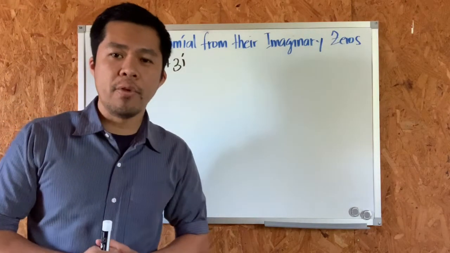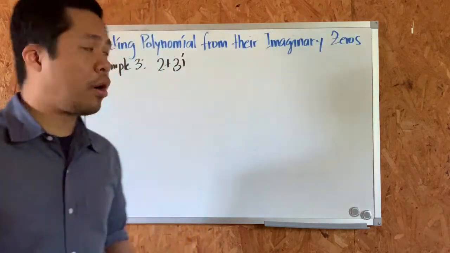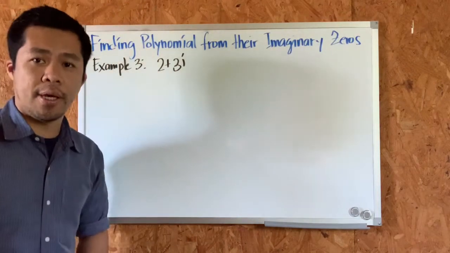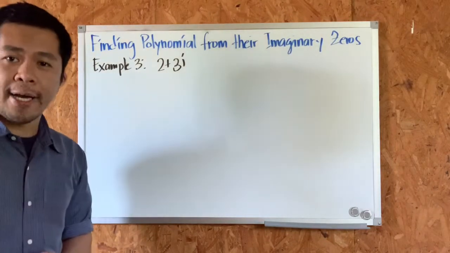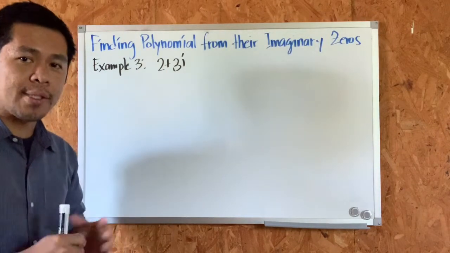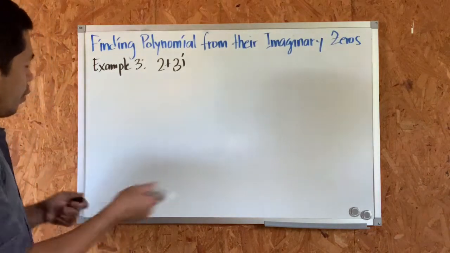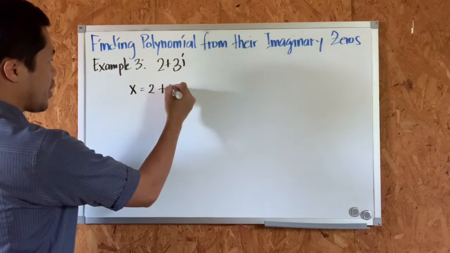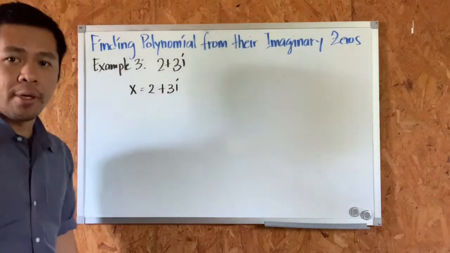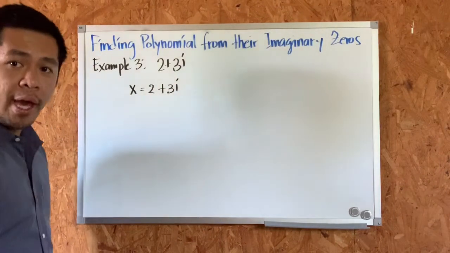Okay, so let me give you another example. This time our roots are complex numbers. We have here 2 plus 3i. So what's the polynomial that has those roots? We will start with x equals 2 plus 3i, because that's the value of x.